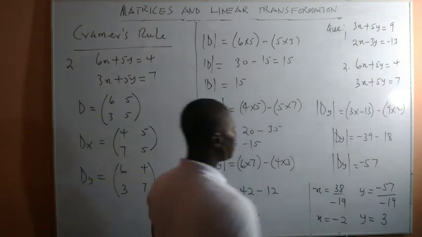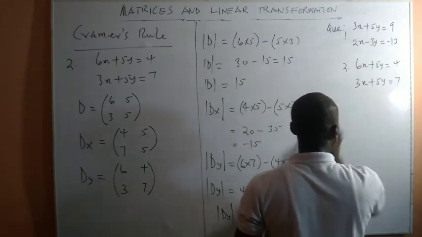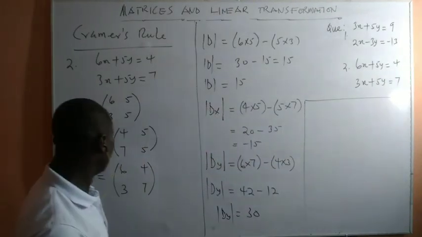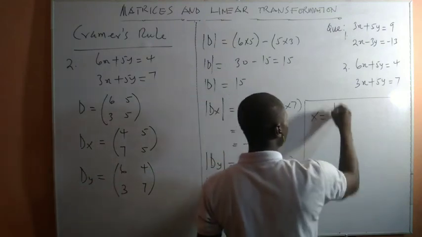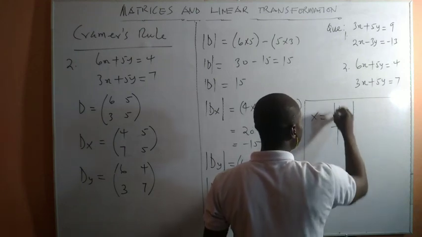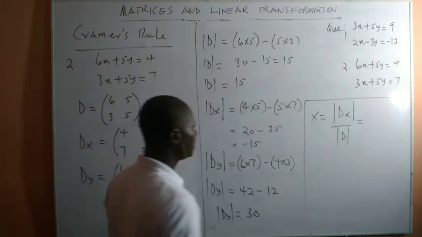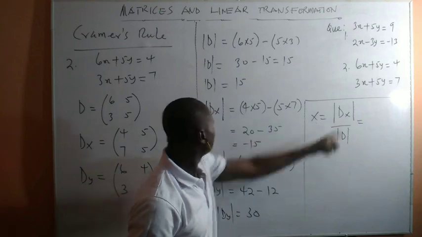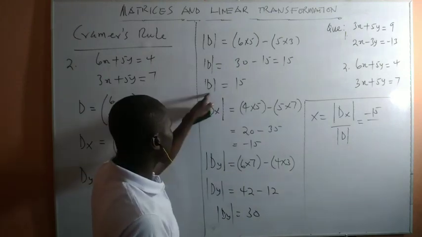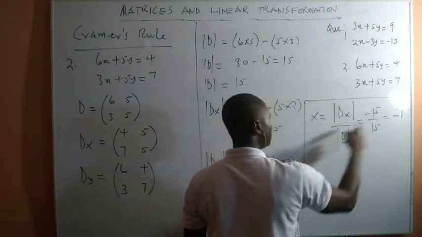Let's see how best we can solve for X and Y. X is equal to the determinant of the X matrix divided by the determinant of the coefficient matrix. The determinant of the X matrix we had was minus 15, so we have minus 15 divided by 15, the determinant of the coefficient matrix. Minus 15 divided by 15 is minus 1. So X is equal to minus 1.